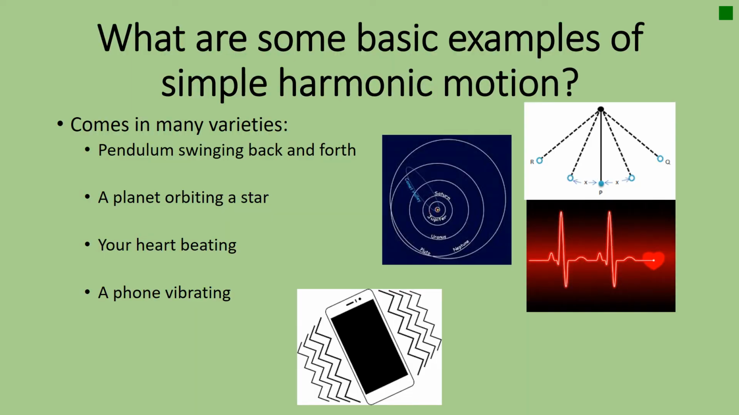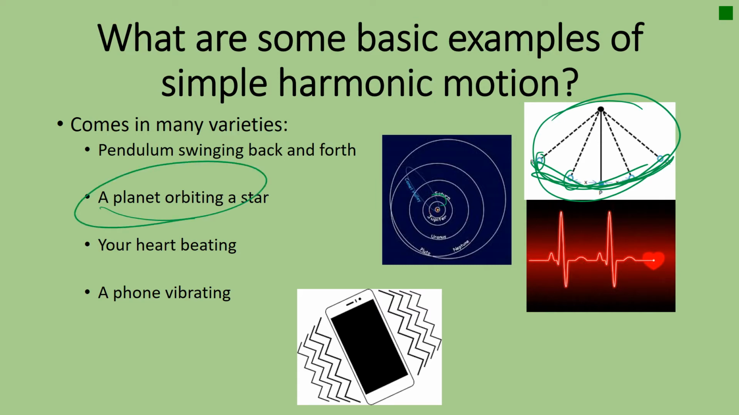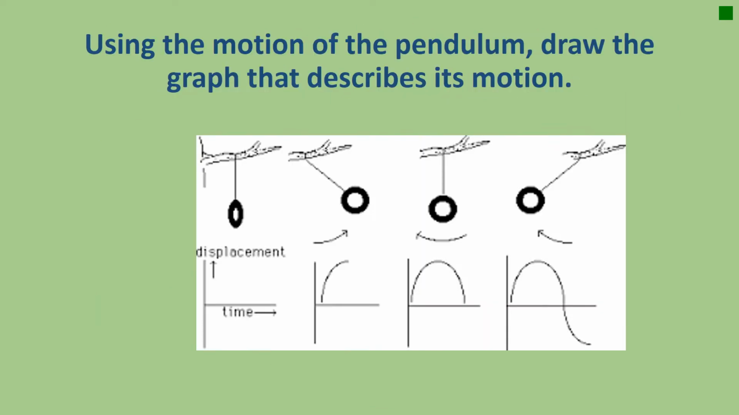What are some other examples of things that create simple harmonic motion? Well, we've got a pendulum. That's this thing, going back and forth. It's weighted on the bottom and it moves back and forth, just exactly like the watch of a hypnotist. A planet orbiting the sun, your heart beating, and a phone vibrating. All of those are forms of simple harmonic motion. As we did on the other page with the spring, if we graphed it, you would always end up with a wave looking thing like this.